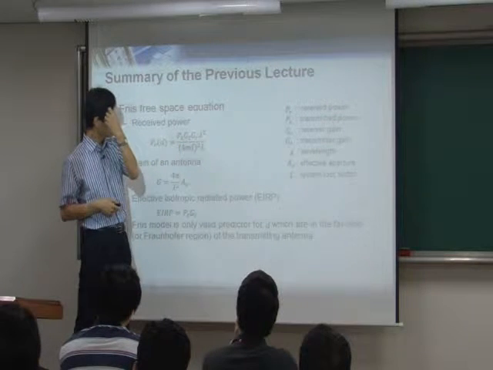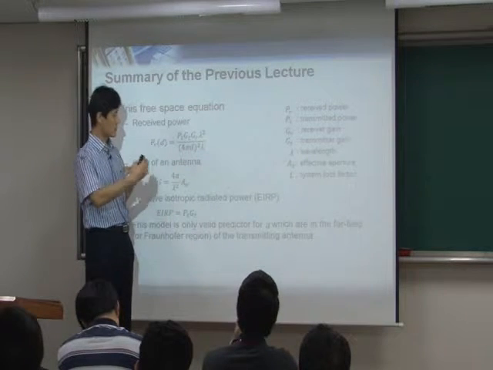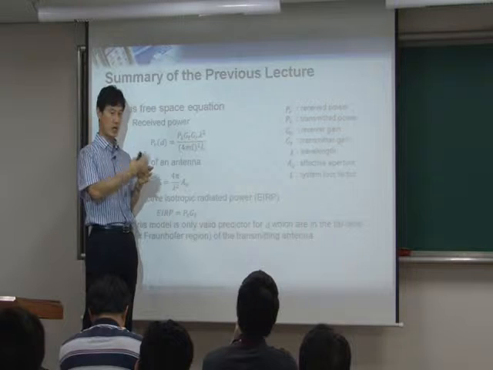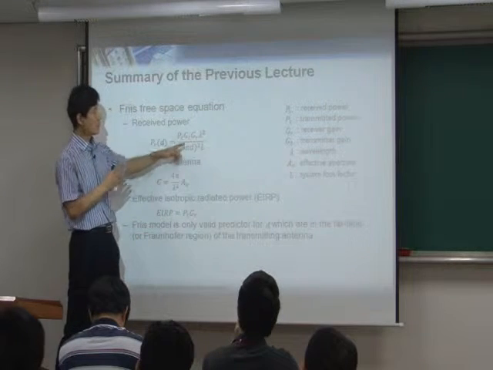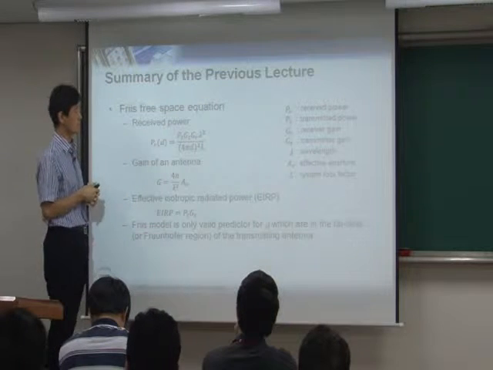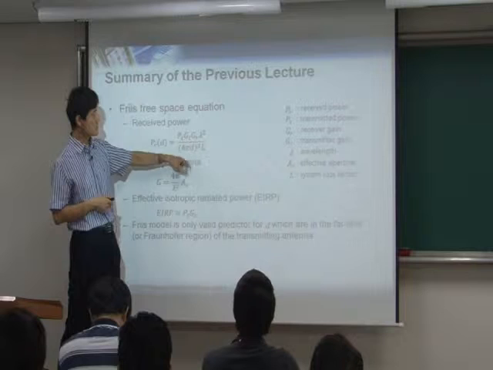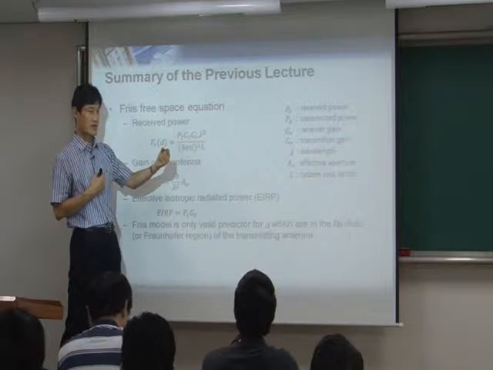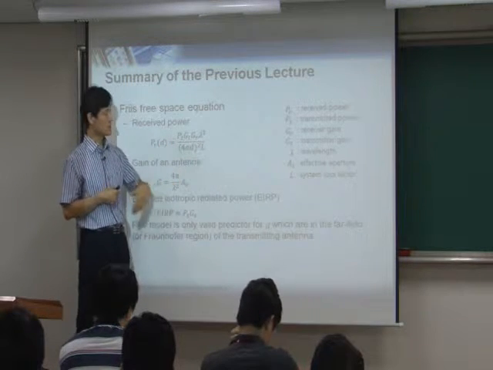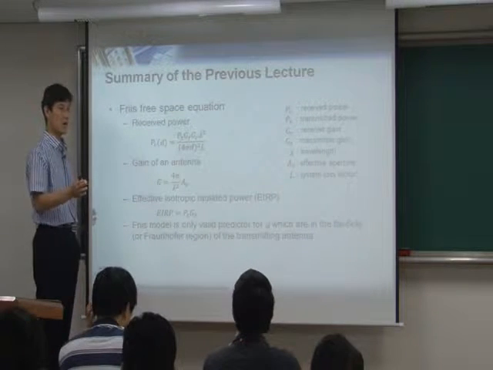Lambda is the wavelength of your carrier frequency. When you're doing communication, you must have your own carrier frequency, so lambda is the wavelength of that carrier frequency. 4 pi d is the distance between transmitter and receiver, and L is some other factor. It's a system loss factor. Again, this one includes some other hardware factors.